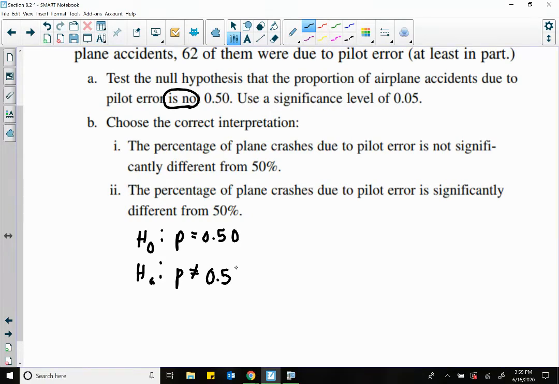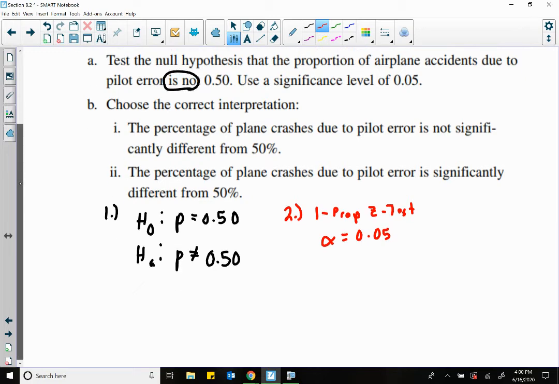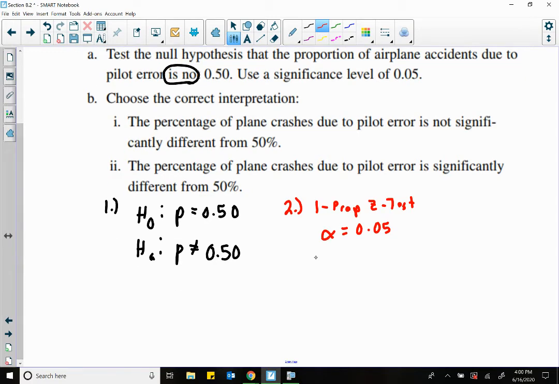So here we have our H naught and our alternate hypothesis, or alternative hypothesis. Okay, so that's step one. Step two, we're going to do all the checking. We already know that we're going to run the one proportion Z test. We already know that alpha is equal to 0.05. But let's check everything for CLT.